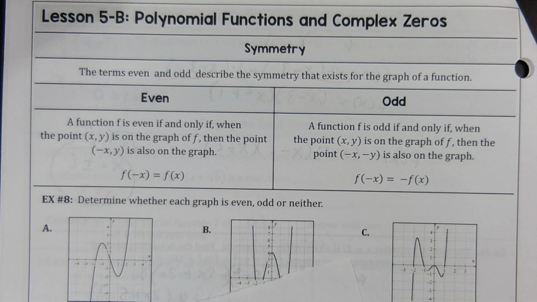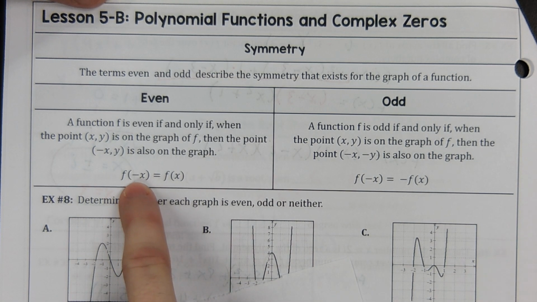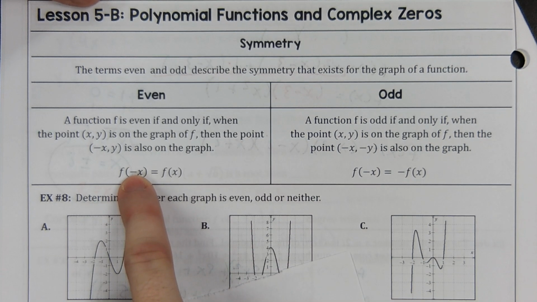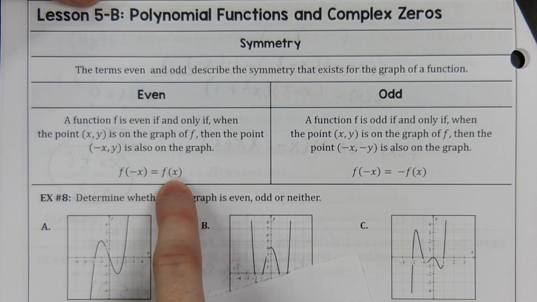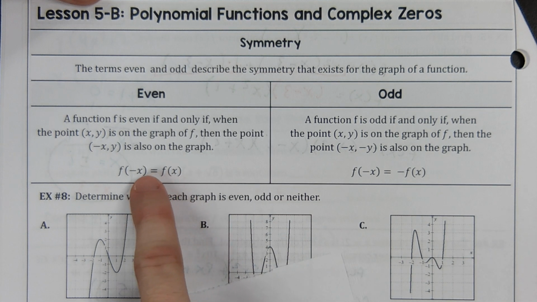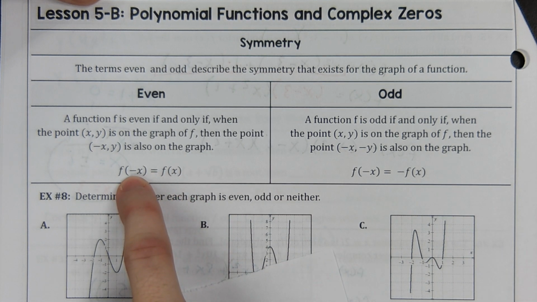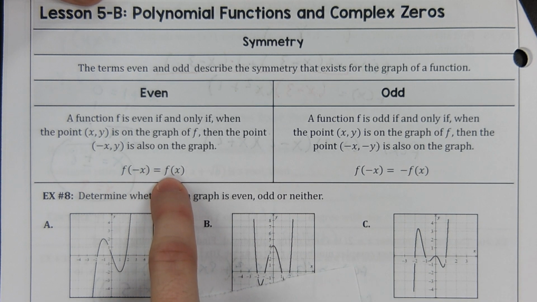Geometrically, reflecting over the y-axis doesn't change anything at all. Algebraically, everywhere you had an x, you plug in a negative x. You do all the simplifications. If the result is the same function you started with, then it's even.